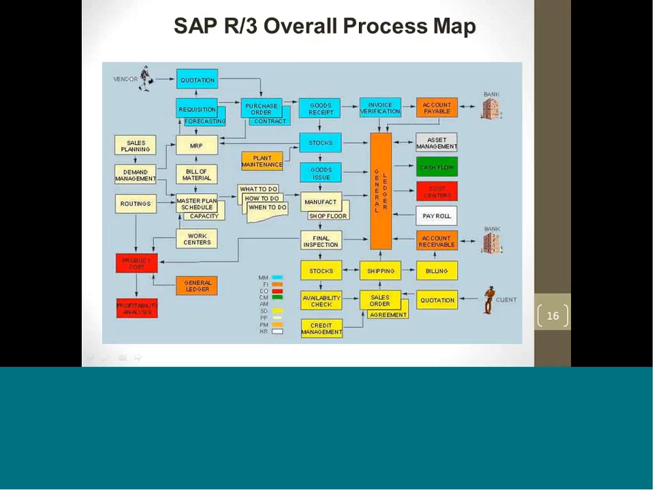If you see, this is the entire process of SAP. The blue segment is what we deal with, MM. The MM is the blue segment. The FI is the orange one. SD is the sales people. We have the yellow one.